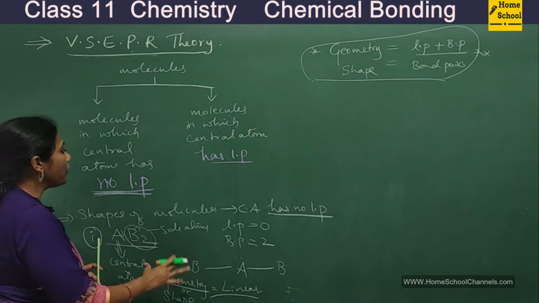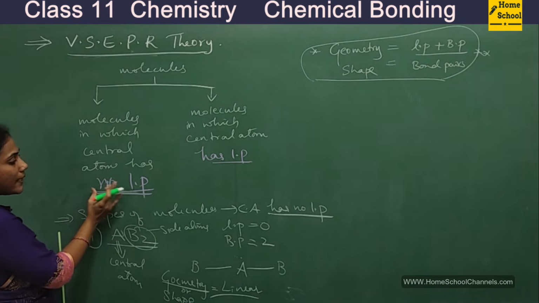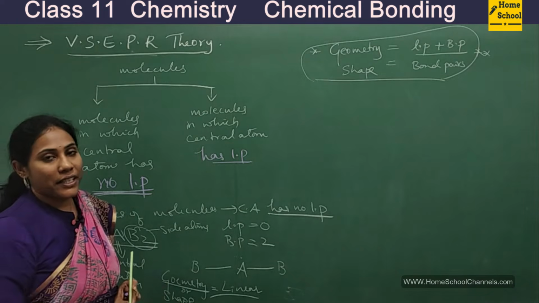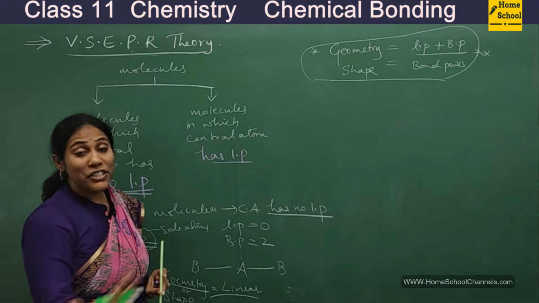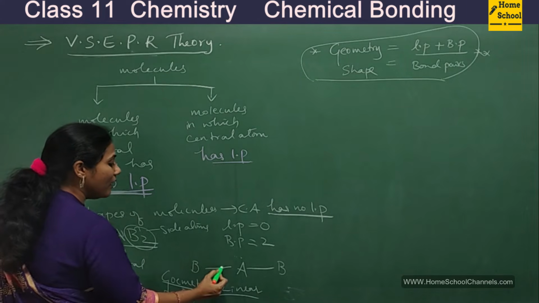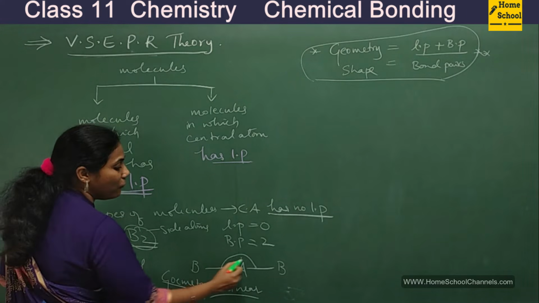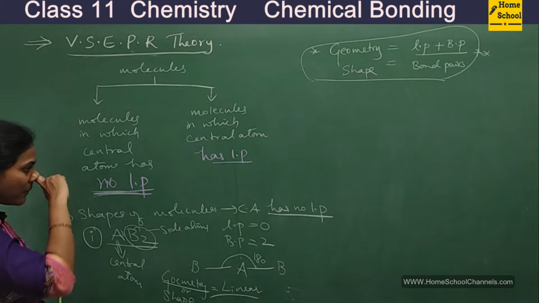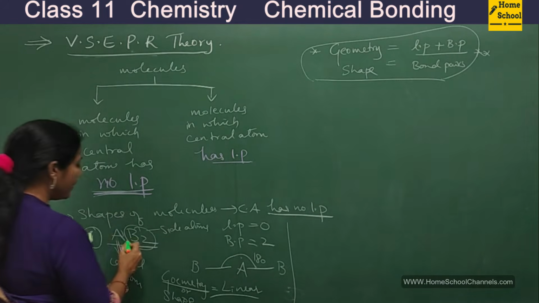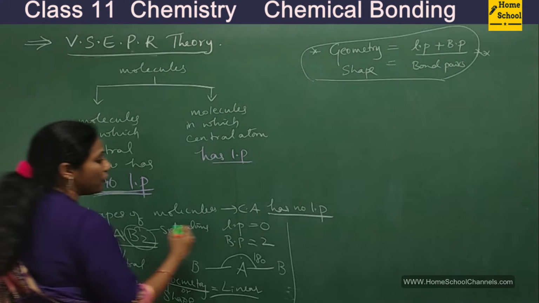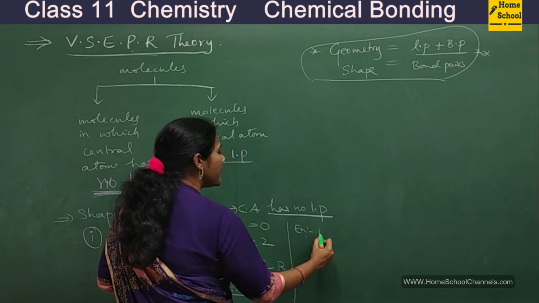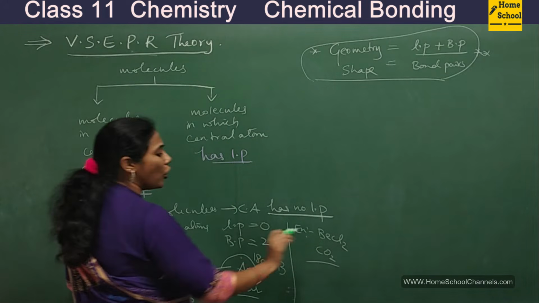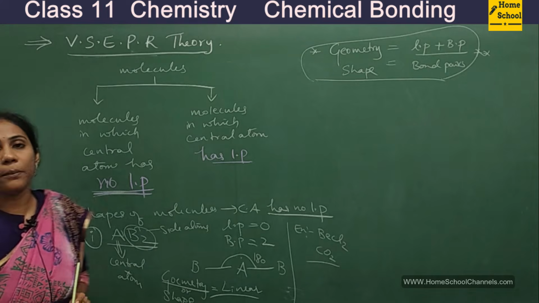As long as you restrict your concept to this category of molecules, shape and geometry are the same. There's no difference. So here geometry is linear and shape is also linear. So what is the bond angle you will observe in a linear shape? It is 180 degrees. Can you give me some examples for this particular formula? Numerous examples are there. One is beryllium chloride, the other one is carbon dioxide. All these are examples of linear geometry.